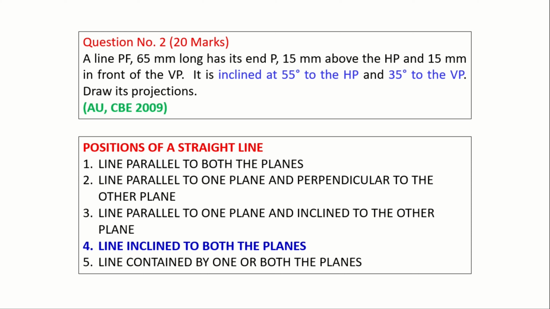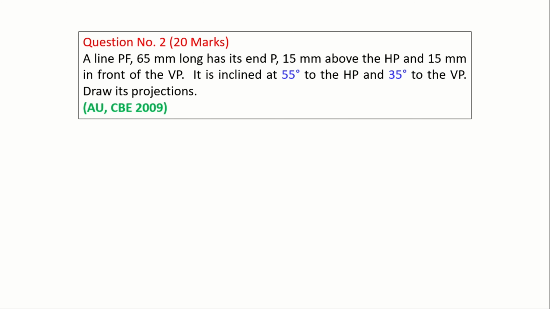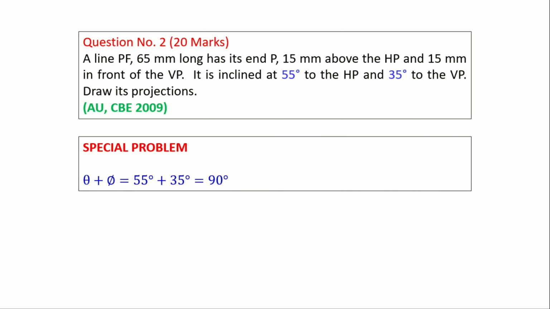Therefore, the line is inclined to both the planes. This is clearly given in the problem. The line is inclined at 55 degrees to HP and 35 degrees to VP. Also here, the line's inclination to HP, theta, is equal to 55 degrees and the line's inclination to VP, phi, is equal to 35 degrees. If you add theta plus phi, 55 degrees plus 35 degrees is equal to 90 degrees. Now let us draw the projection of the straight line.